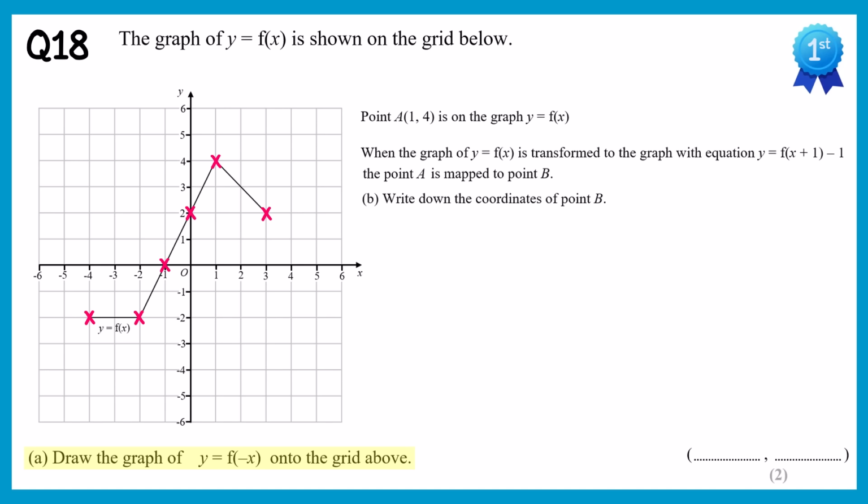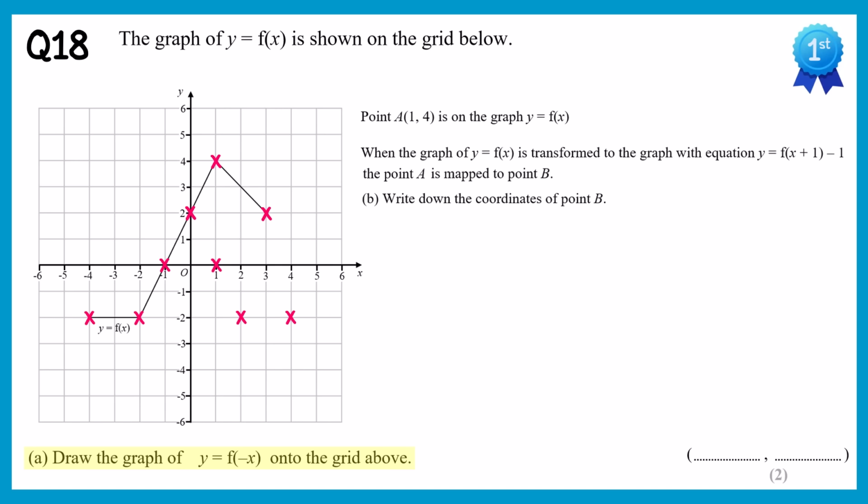Let's start with the first point in the bottom left. This point is 4 squares away from the y-axis, so to reflect it, we go 4 squares past the y-axis. This next one is 2 squares from the axis, so we go 2 squares past the axis. This next one's just 1 square, so we go 1 square. The next point is actually on the axis, so that one won't move.